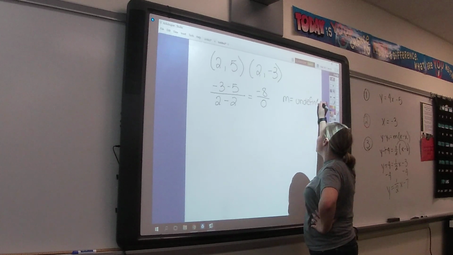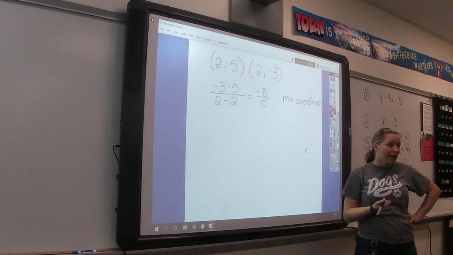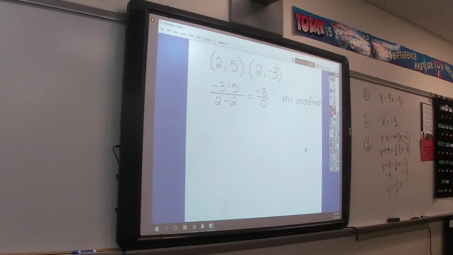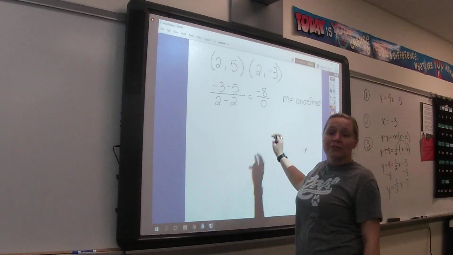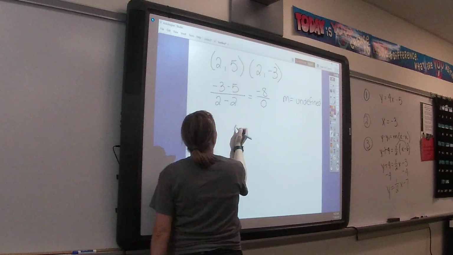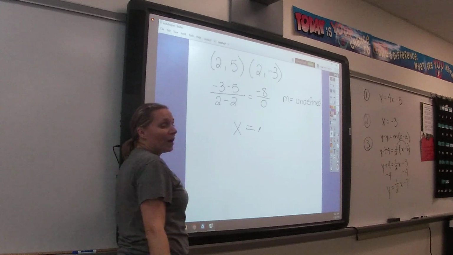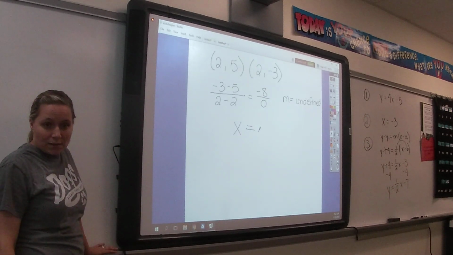Okay, so now we have to think carefully. This is the point I was making at the beginning. As soon as we see undefined slope, what should our brains think? X equals. So forget about the category where we're plugging into point slope form. Undefined slope overrides all of that. X equals 2. We're going directly to x equals. But how do you get 2?